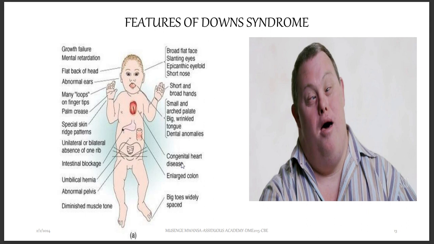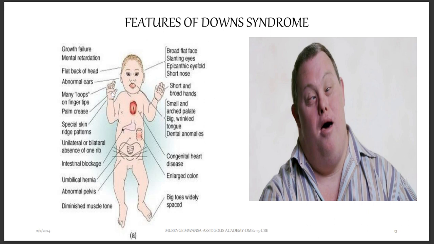Mostly these genetic disorders are going to be accompanied by congenital heart disease, because as these conditions are happening, they actually affect the way the heart gets to form. And so there are going to be a lot of problems with the heart. In Down syndrome, you're also going to see an enlarged colon, so the large intestines are also large. The space between the big toe and the other toes is also very big.